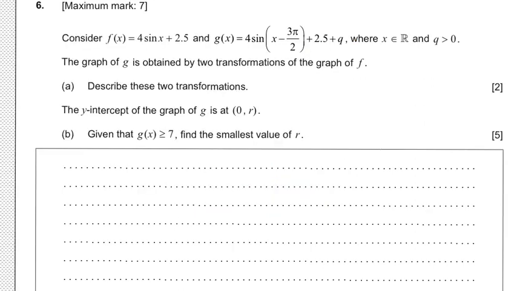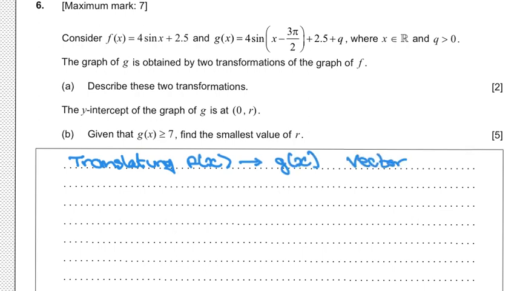Consider the two trig functions. f of x is equal to 4 sine x plus 2.5, and g of x is 4 sine (x minus 3 pi over 2) plus 2.5 plus q. Two transformations are used to get from f of x to g of x, and they can be described as translating f of x to g of x using the vector (3 pi over 2, q).